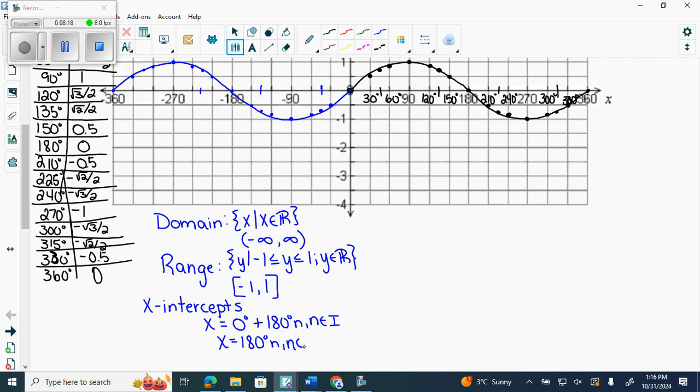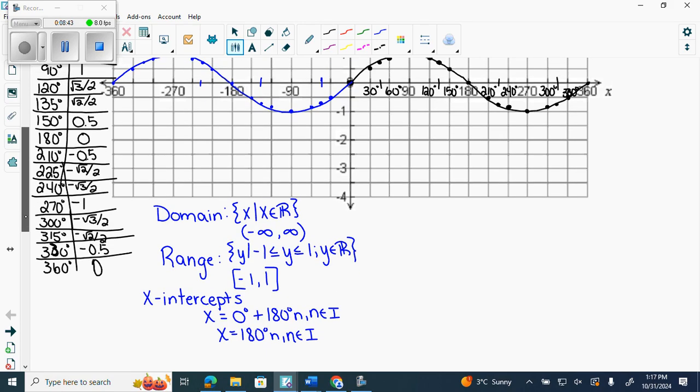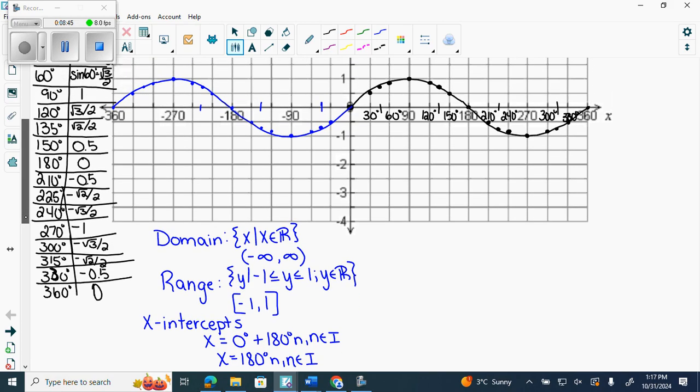N is an element of the integers. Now, guys, in a written response, if I had the 0, I wouldn't lose marks. But in a multiple choice, they won't have the 0. They'll just have 180 and n an element of the integers. They won't go 0 degrees plus because there's no reason to put a 0. Okay, what's the y-intercept at?